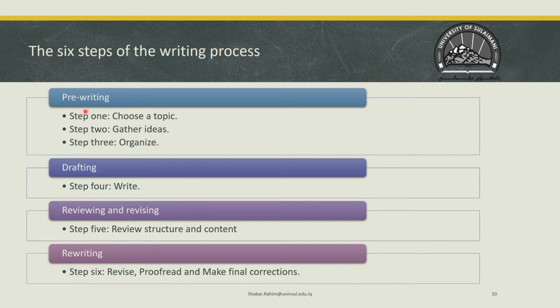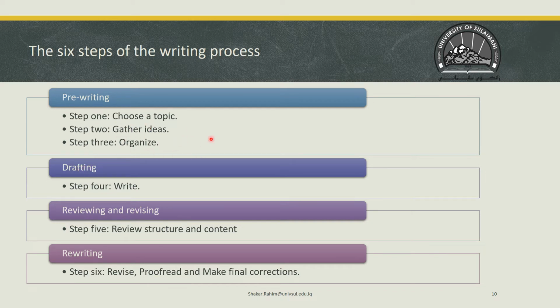Pre-writing is number 1. So pre-writing means before you write, what should you do? You choose a topic and you gather some ideas. You collect some ideas. Some people do brainstorming. Some people do free writing. Some people do mind map. Whatever you do, and then you organize your ideas. And then you draft. Draft comes after these.